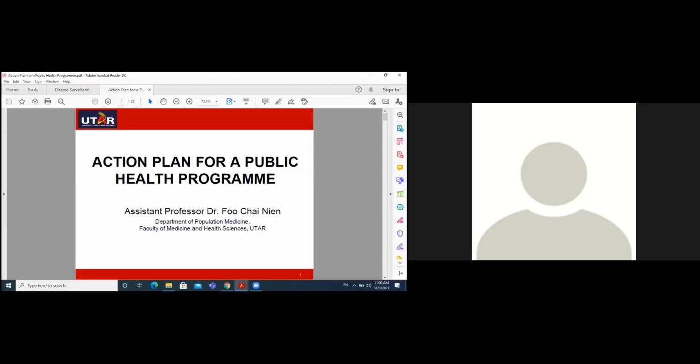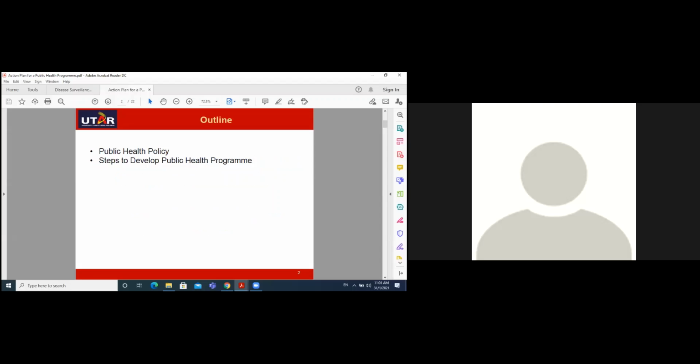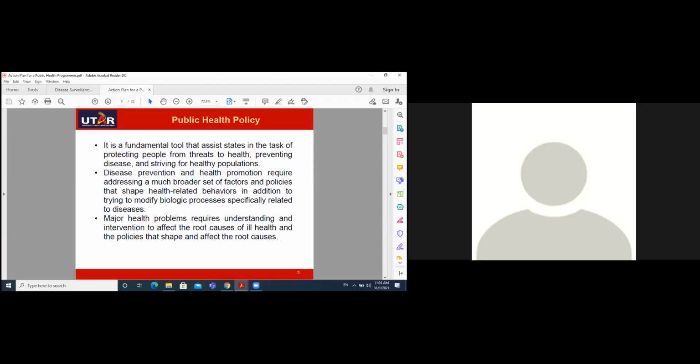So how does a public health officer draft, or prepare, a health policy? This public health policy mainly describes the steps to develop a public health policy for a public health program. Public health policy is a fundamental tool that assists the task of protecting people, to prevent disease and also strive for healthy populations here.